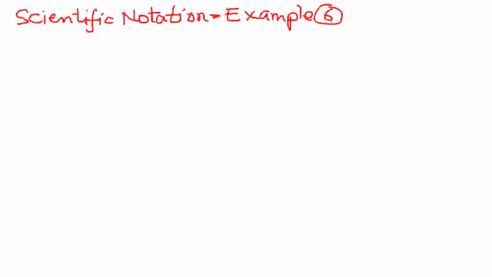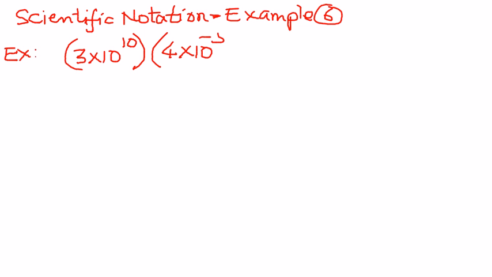Welcome to my presentation. In this presentation, we shall see some more examples related to scientific notation. So let us take an example here. In this example, we want to multiply two scientific notation numbers. We want to simplify 3 times 10 to the power of 10. We want to take this number and then multiply it by 4 times 10 to the power of -5.